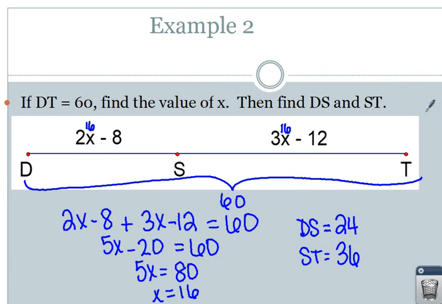Okay, 3 answers. You're going to have to start watching your problems now because they're going to have you find x and the segment length sometimes. So you need to make sure that you finish the problem.